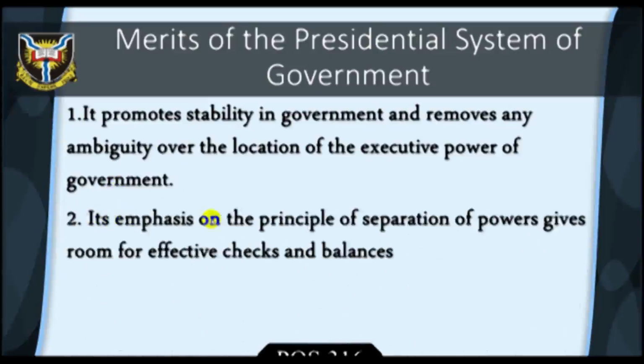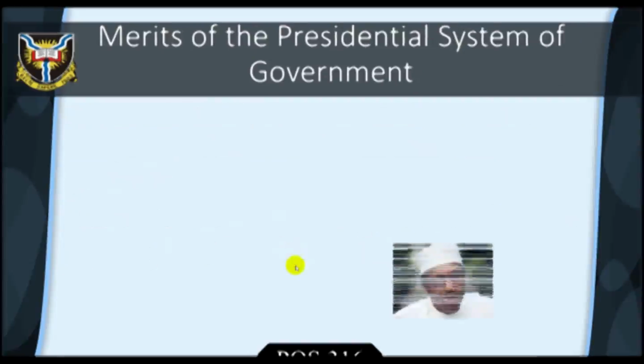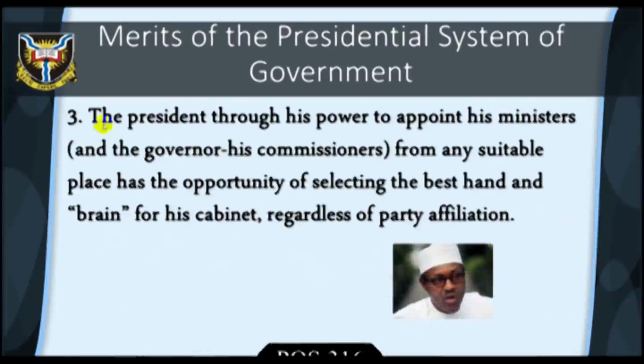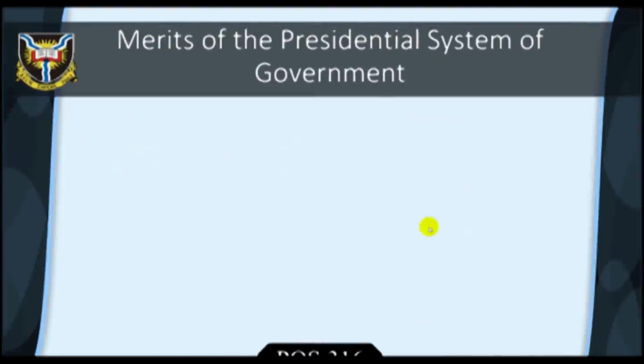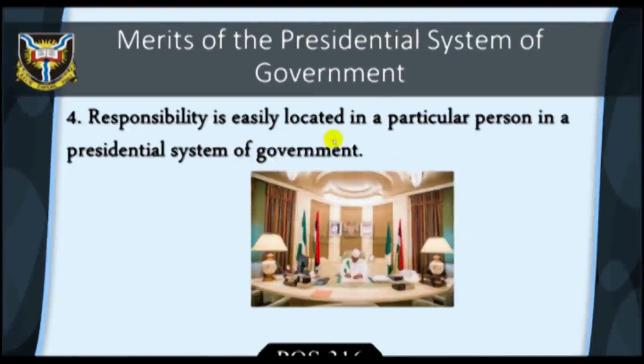2. It emphasizes the principle of separation of powers and gives room for effective checks and balances, unlike in the parliamentary system, which fuses the roles of the parliamentarians and cabinet ministers. 3. The president, through his power to appoint his ministers, and the governor, his commissioners, from any suitable place, has the opportunity of selecting the best hand and brain for his cabinet, regardless of party affiliation. 4. Responsibility is easily located in particular persons in a presidential system of government.